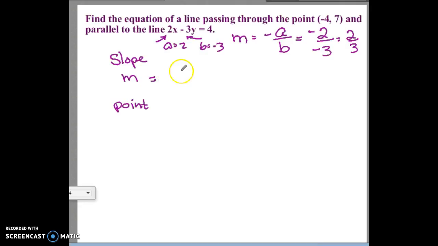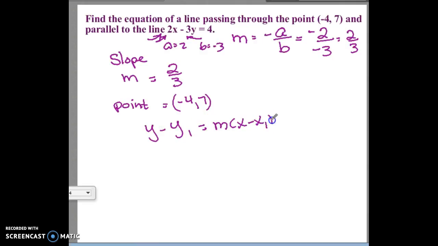So I know that for my equation, the slope is 2/3, because remember, parallel lines have the same slope. So if the slope of this line is 2/3, the slope of any line parallel to it will be 2/3. So slope is 2/3, the point is (-4, 7). So I take that information now and I fill it into y minus y sub 1 equals slope times x minus x sub 1, otherwise known as the point-slope form of the equation.